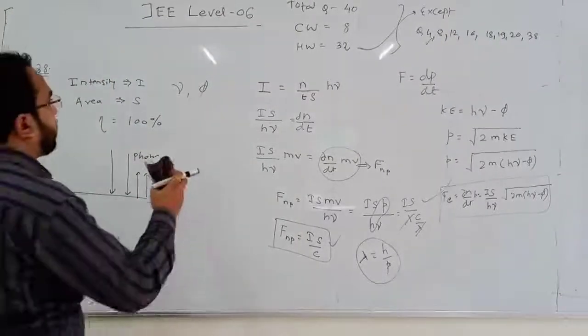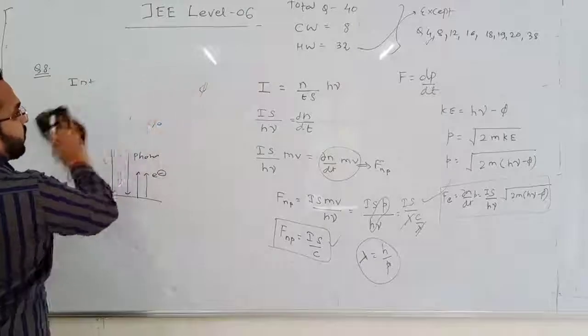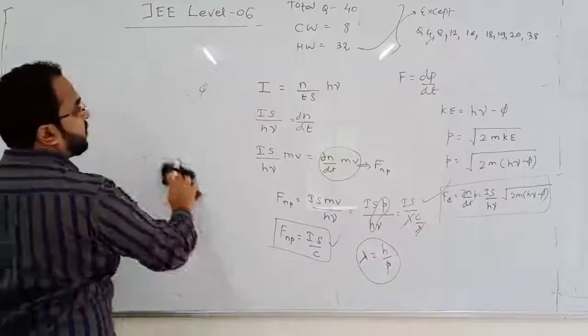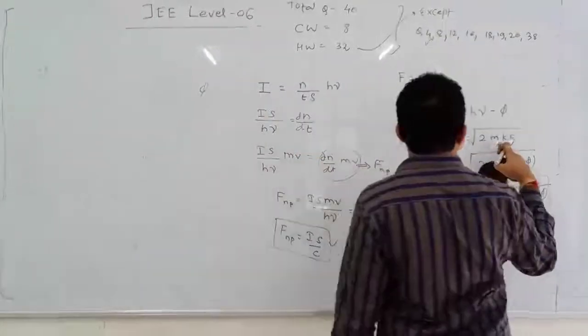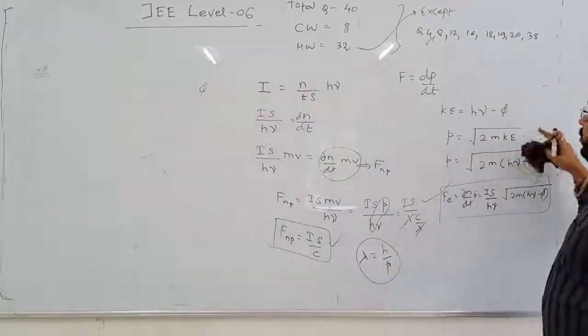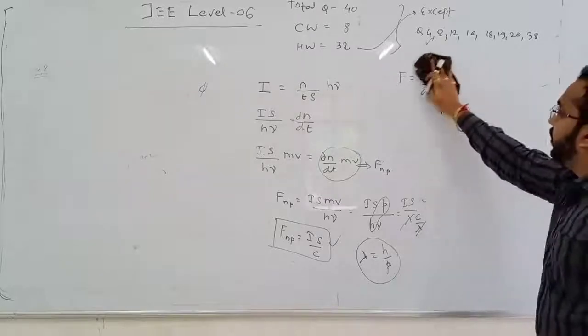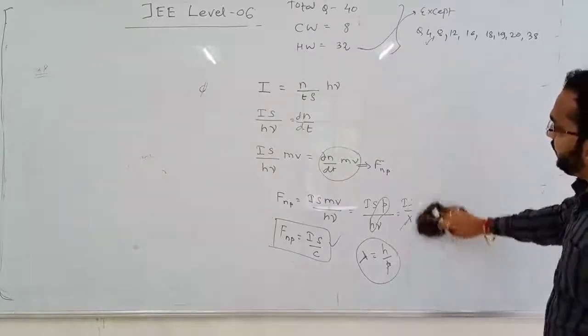Next, this is the momentum equation we have derived from de Broglie. Momentum of electrons, accelerating electrons.